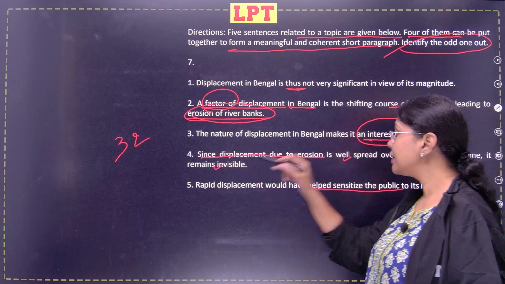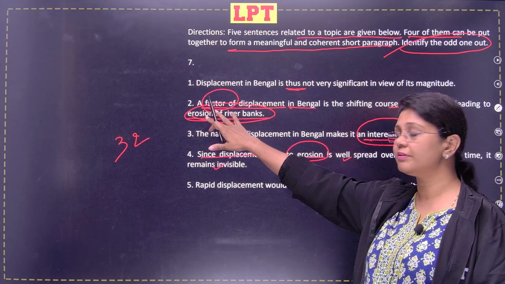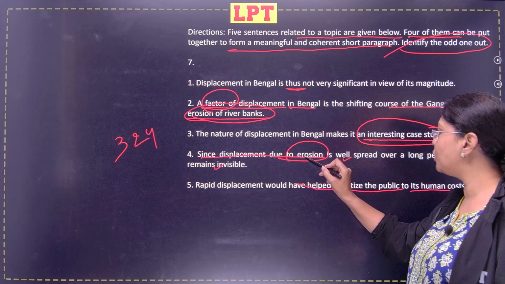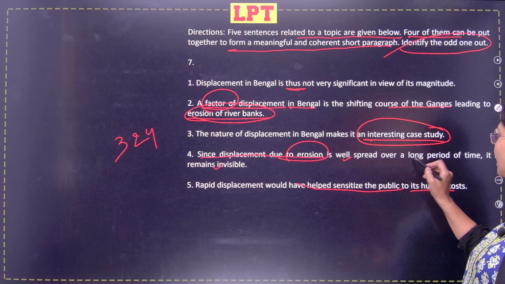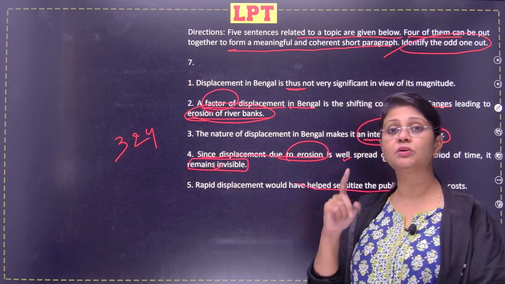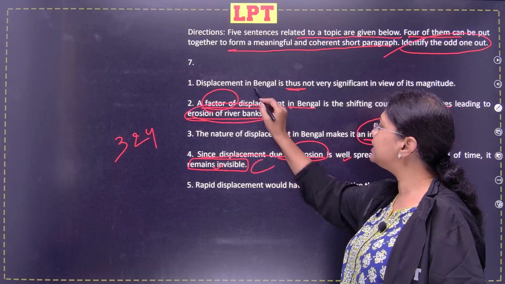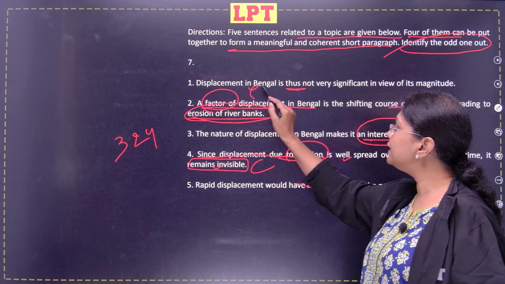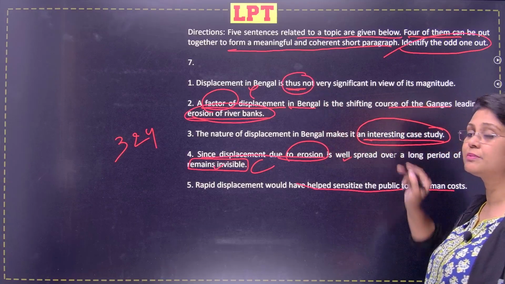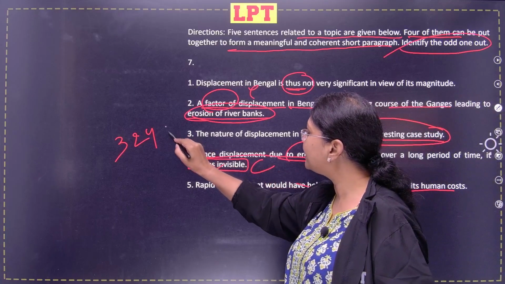Then you say, since displacement due to erosion. Okay, so you talked about erosion of river banks. Then you would have the fourth statement coming up, since displacement due to erosion is well spread over a long period of time, it remains invisible. So it says it remains invisible. Then you have a result. So this is the cause, here is the effect. It says displacement in Bengal is thus not very significant in view of its magnitude because it remains invisible. So you have 1 coming up here.